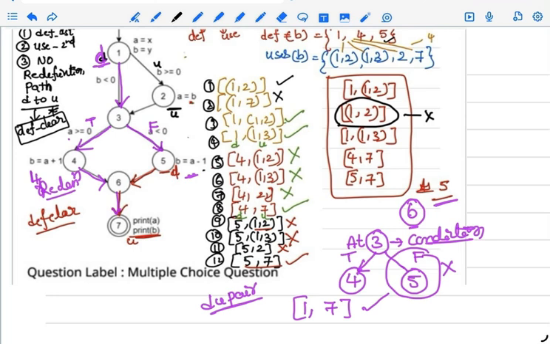According to my understanding, if it goes to the branch 4, then there is a definition from node 1 to 7. So this is the path: definition at node 1 and use at node 7. So by using this path, 1, 3, 5, 6, 7, this is also considered as a valid du pair, I am thinking. So the answer for this question is 6.